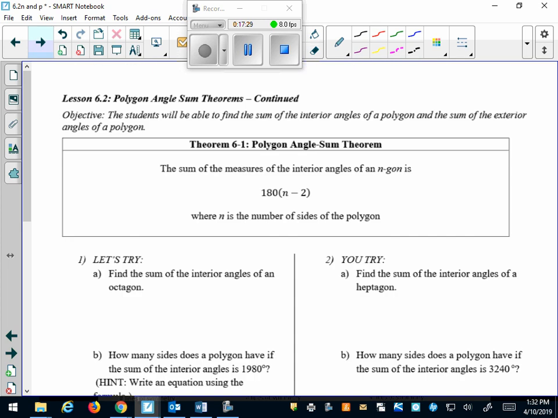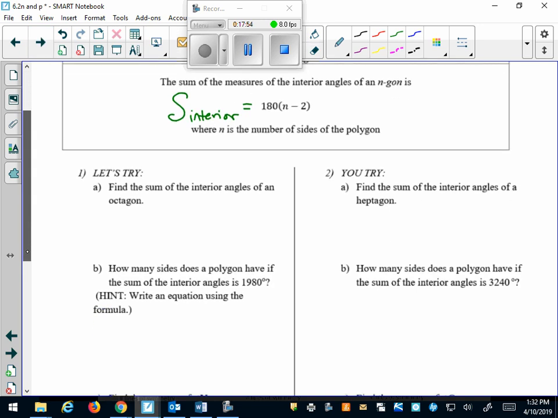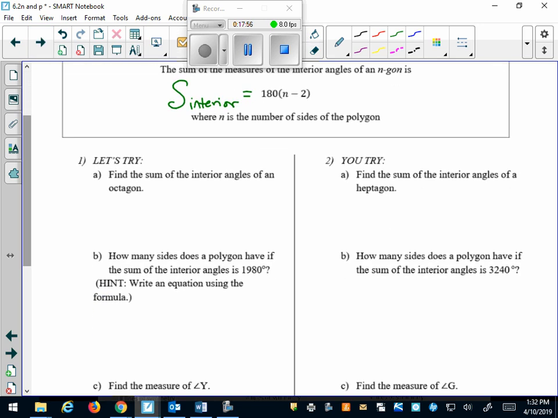All right, let's look at the next page. So this top box basically summarizes that into a theorem. The sum of the interior angles of any polygon is 180 times n minus 2. So we can use that to figure out missing information.